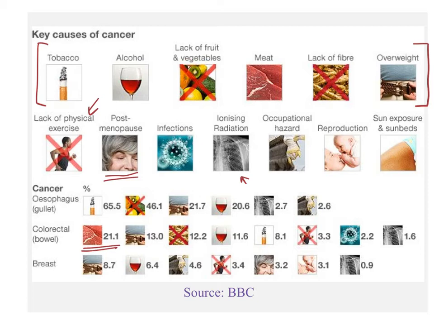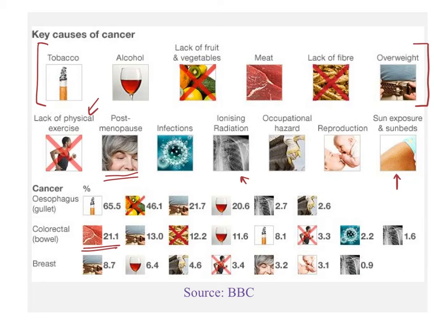Reproduction is a bit of a tricky one because there's lots of hormonal fluctuations that happen when females are growing, developing, producing a baby, and they can sometimes cause cancers. And finally, the standard one that we all know from GCSE is sun exposure and sunbeds. So making sure that you're wearing sun cream, reducing the chance of that UV radiation hitting your skin cells and damaging them.